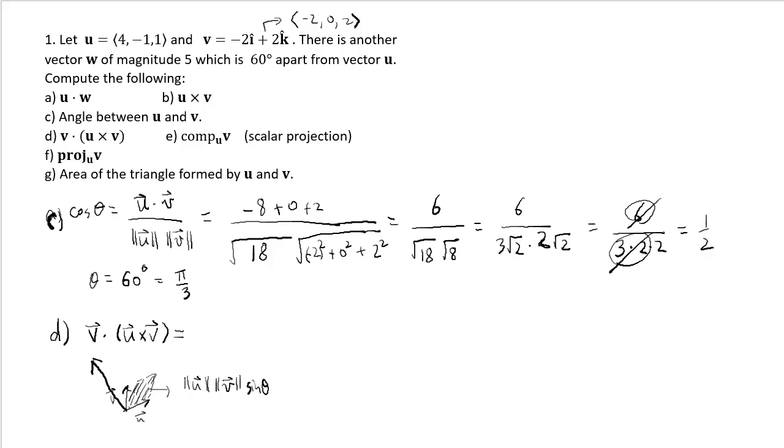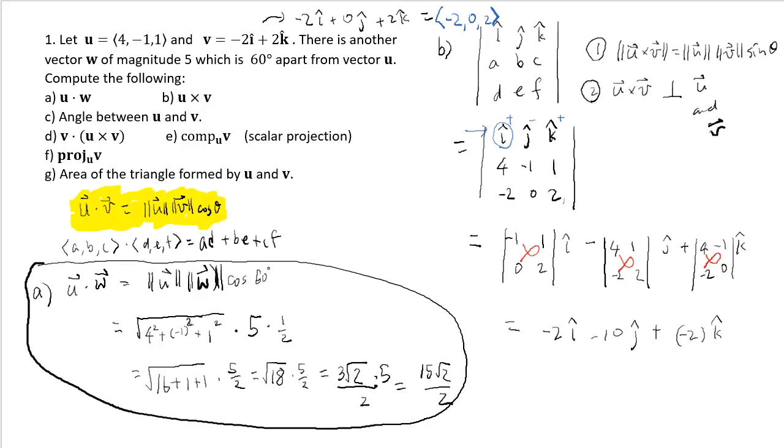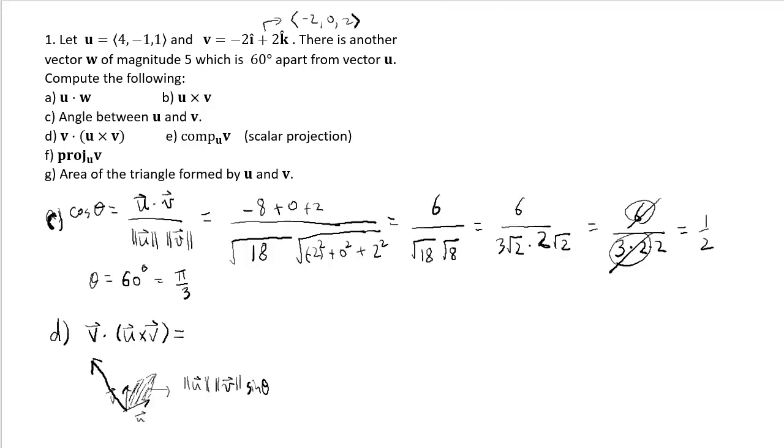Because of the formula that we had previously, which is, the formula previously was that u dot v is u times v times cosine of the angle between. What happens if the angle is 90 degrees? Cosine of 90 degrees is 0, therefore whenever you do a dot product of two vectors that are 90 degrees apart, you're going to get 0. So 0 is the answer to D.